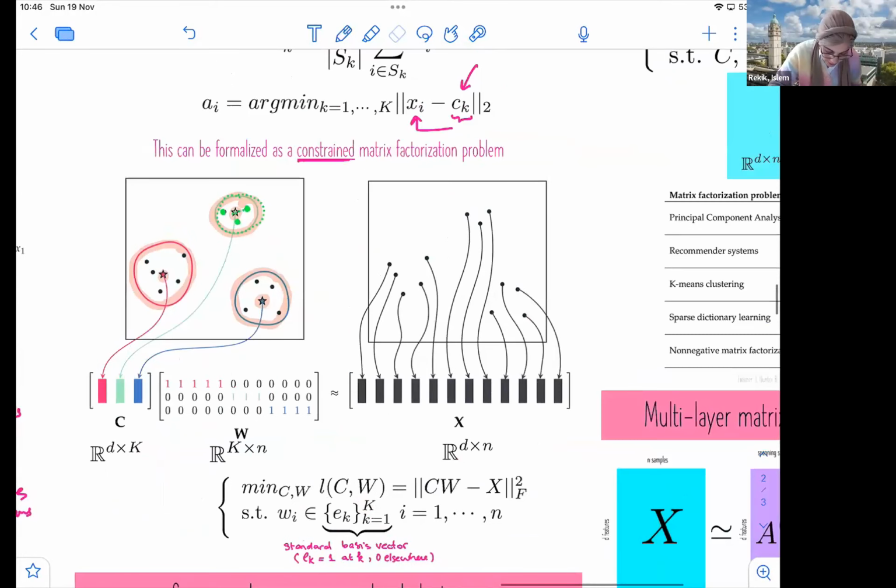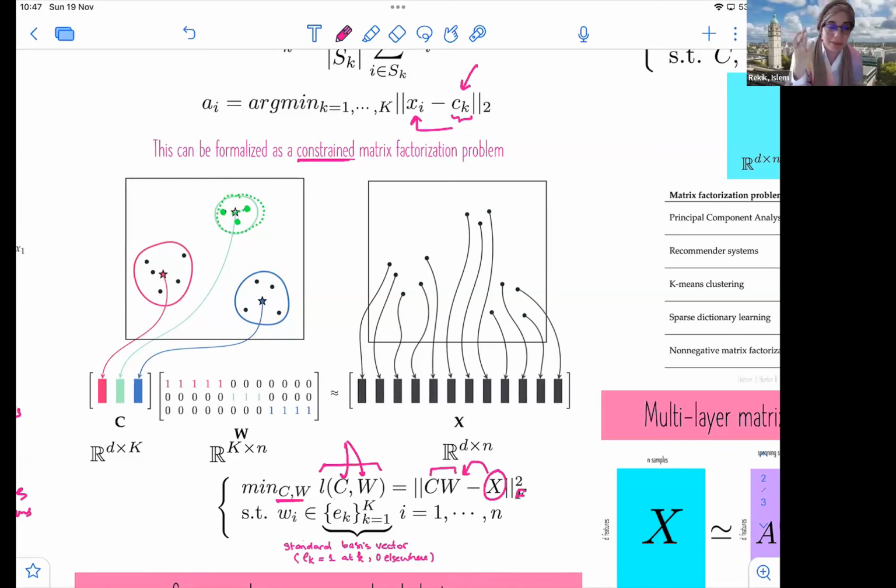If we look at this example, we have a matrix factorization problem where we define our loss function. We have two matrices, C and W, and we want to estimate both matrices. And the loss is actually the Frobenius distance between our original data matrix X and the multiplication of the factor matrices C and W. So we want to factorize X into C and W.